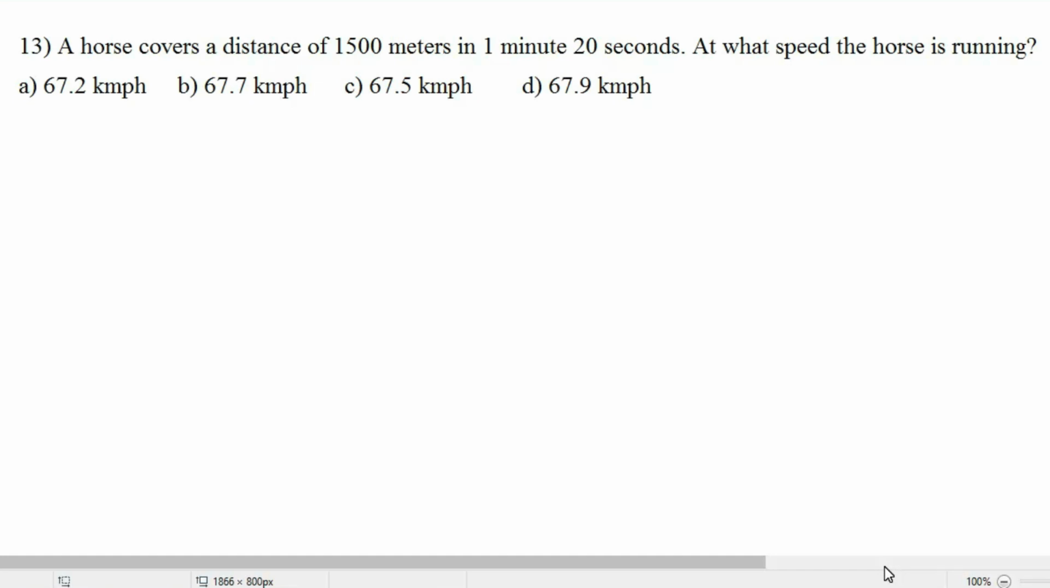Question number 13. A horse covers a distance of 1500 meters in 1 minute 20 seconds. At what speed is the horse running? Distance is given, 1500 meters. Distance equal to 1500 meters, and time equal to 1 minute and 20 seconds. 60 seconds plus 20 seconds, 80 seconds.